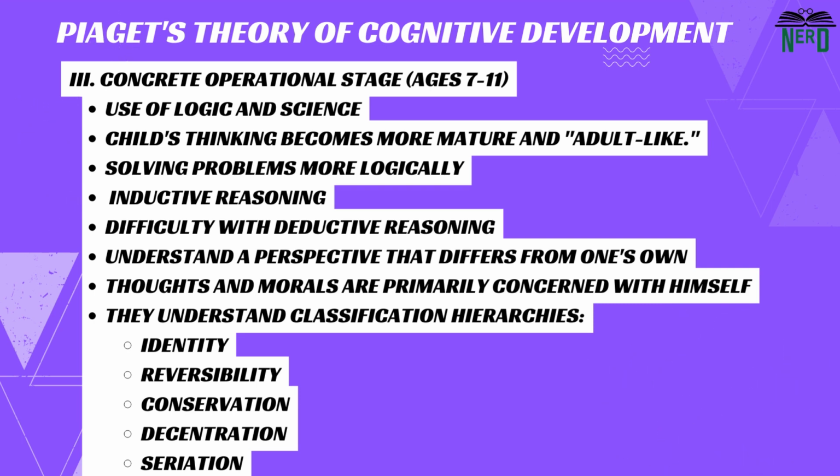Egocentrism is the inability to consider or understand a perspective that differs from one's own. In the earlier stage, the child's thoughts and morals are primarily concerned with himself. Children can now reflect on the perspectives of others, are much more aware of logic, will converse with others about novel topics, and begin to problem solve. They understand classification hierarchies and can group objects according to class and subclass, such as identity, reversibility, conservation, decentration, seriation.